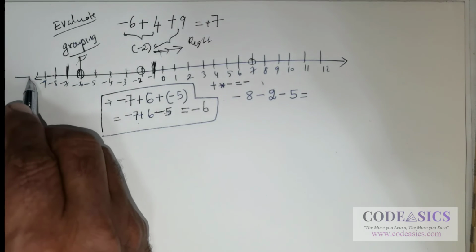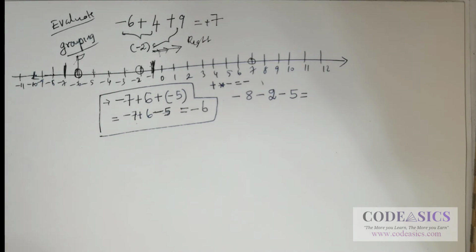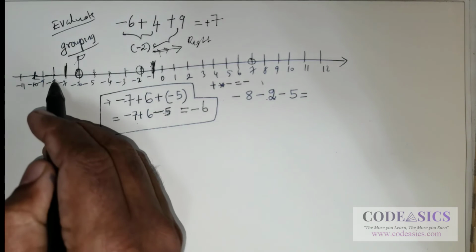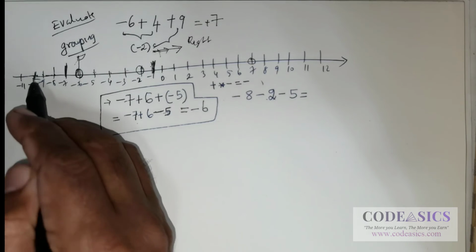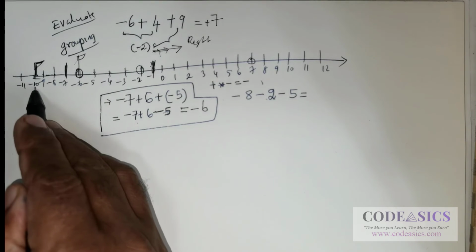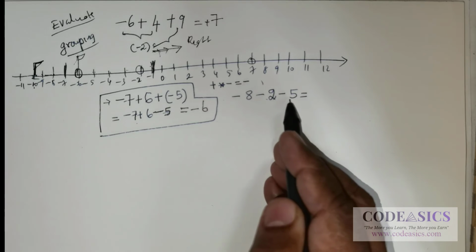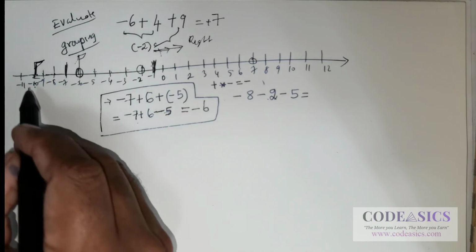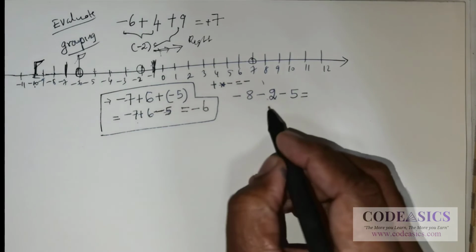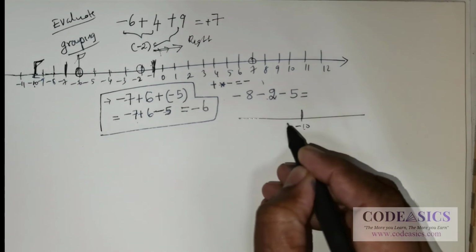So what do I do? Let me stretch this number line. So negative 9 is here, negative 10, negative 11. So negative 8, negative 2. I move towards the left. Count 2 units, so it's going to be 1 and 2. I have landed up at negative 10. From negative 10, again I have a subtraction of 5 units. So I need to move 5 units. Let me just draw the line here. I've got negative 10 here. I've landed up at negative 10.